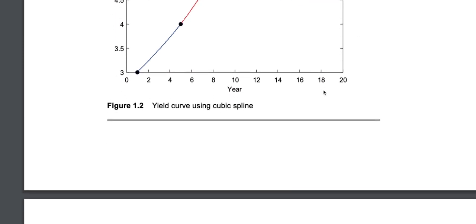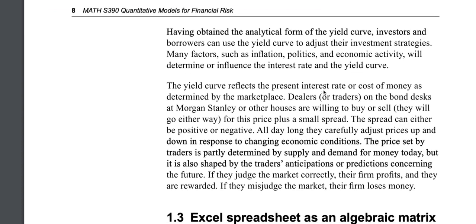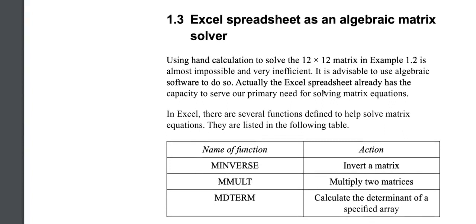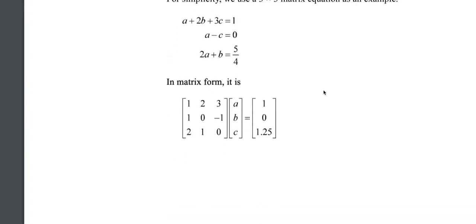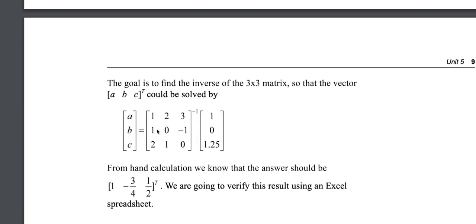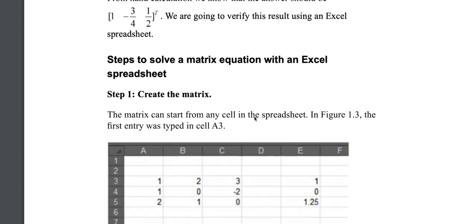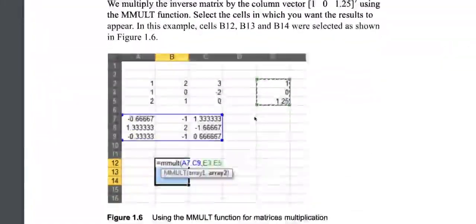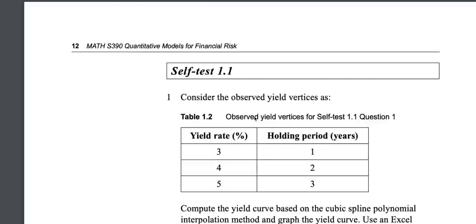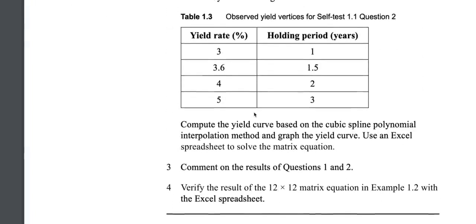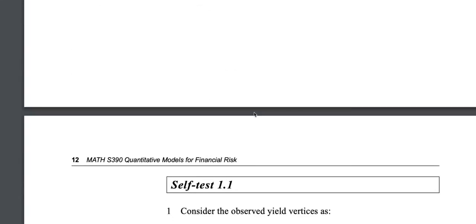Okay, so in the next part, they will teach you how to use Excel to do it. You should go through it as you have to practice the homework. They ask you to solve the 3 times 3 matrix first, and then you should know how to do it. Of course by hand you can do it by inverse matrix, but they teach you step by step how to do it by Excel. And if you have to do the homework for solving the U curve, just like self-test question 1, question 2, then you better go through this part to know how to do it by Excel.